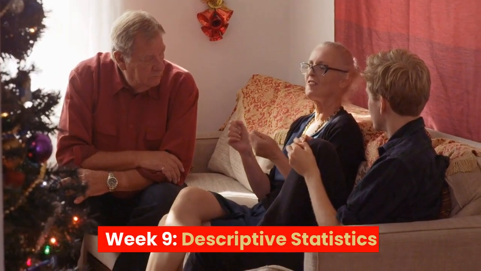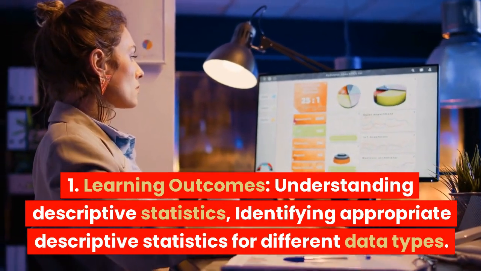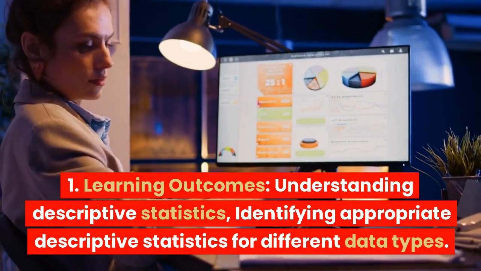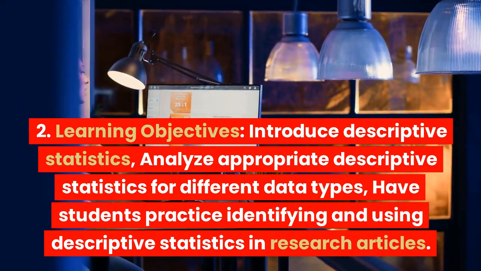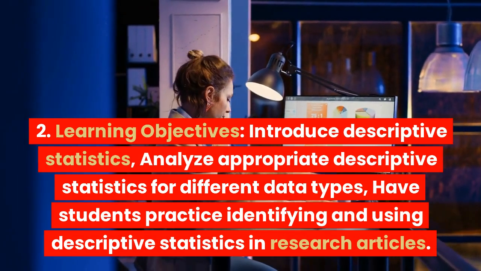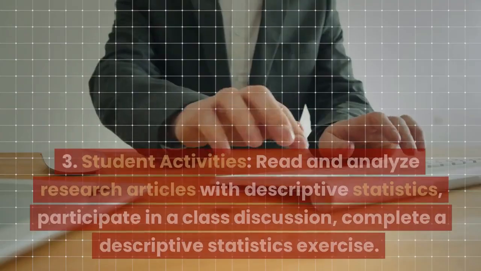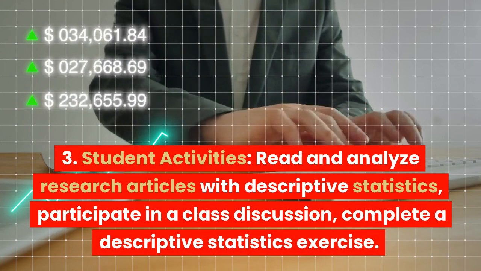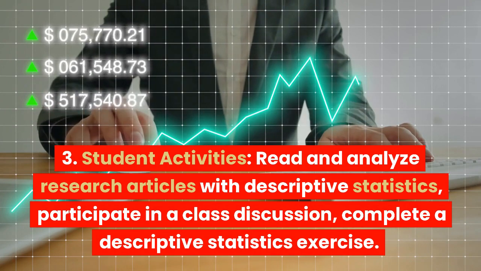Week 9. Descriptive Statistics. 1. Learning outcomes: understanding descriptive statistics, identifying appropriate descriptive statistics for different data types. 2. Learning objectives: introduce descriptive statistics, analyze appropriate descriptive statistics for different data types. Have students practice identifying and using descriptive statistics in research articles. 3. Student activities: read and analyze research articles with descriptive statistics, participate in a class discussion, complete a descriptive statistics exercise.